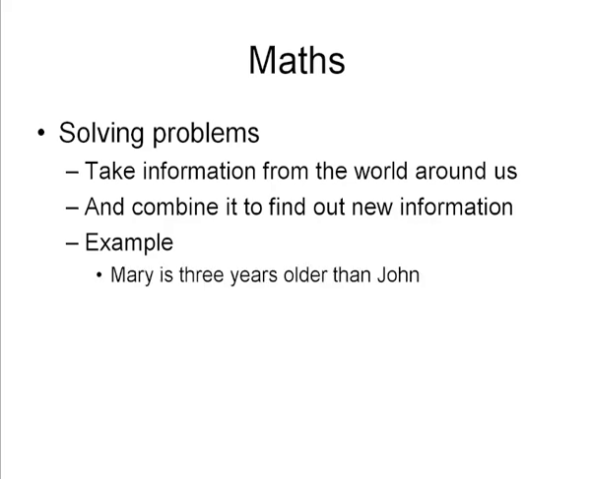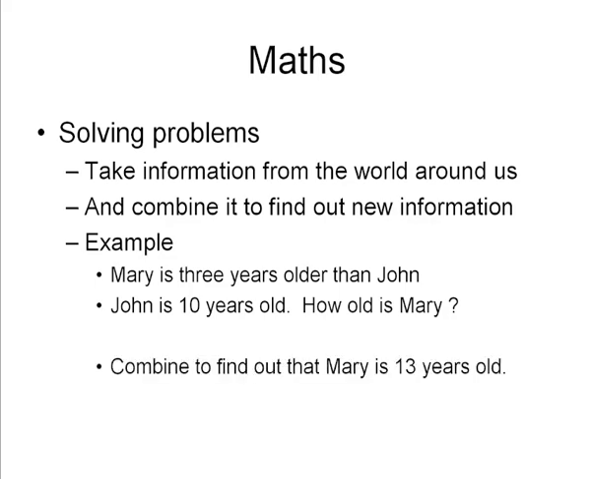Mary is 3 years older than John. John is 10 years old. How old is Mary? So we have two pieces of information, how much older Mary is, and the age of John, and we're finding out some new information. How old is Mary? That's a simple example that is clear enough to you. So let's have a look at slightly more difficult examples.